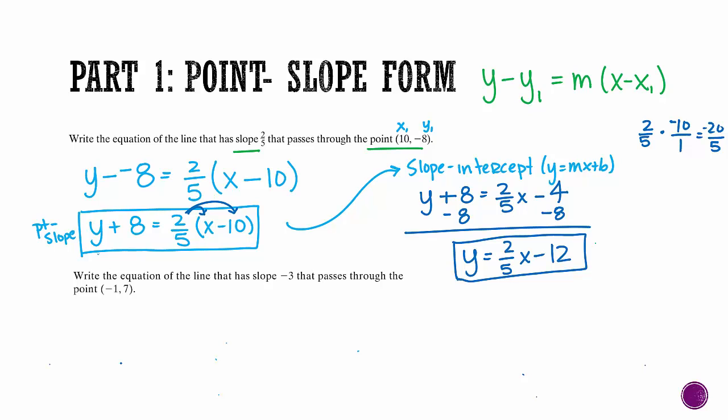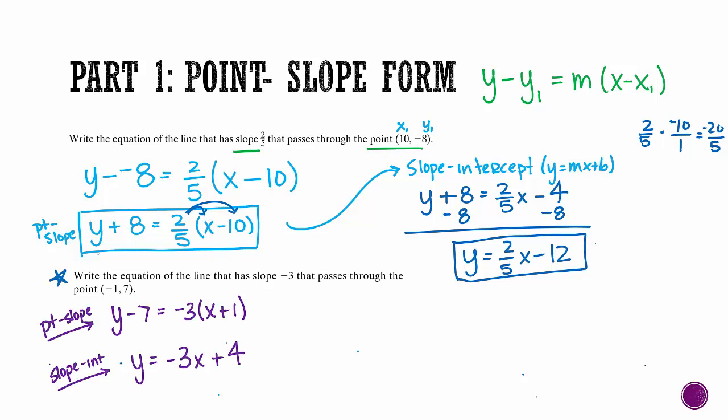I want you guys to pause the video and try doing this one on your own right now. Alright, so the point-slope form, when you plug it in, you should end up with this first equation here. And then after you do a little algebra and simplify it, you should end up with y equals negative 3x plus 4. Make sure you ask me a question if you don't get this.